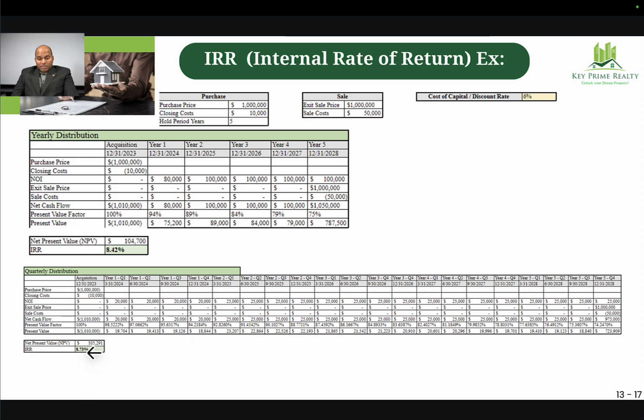So this is essentially the value or the significance of internal rate of return, the time value of money. Money earned in the beginning is not the same as money earned at the end.